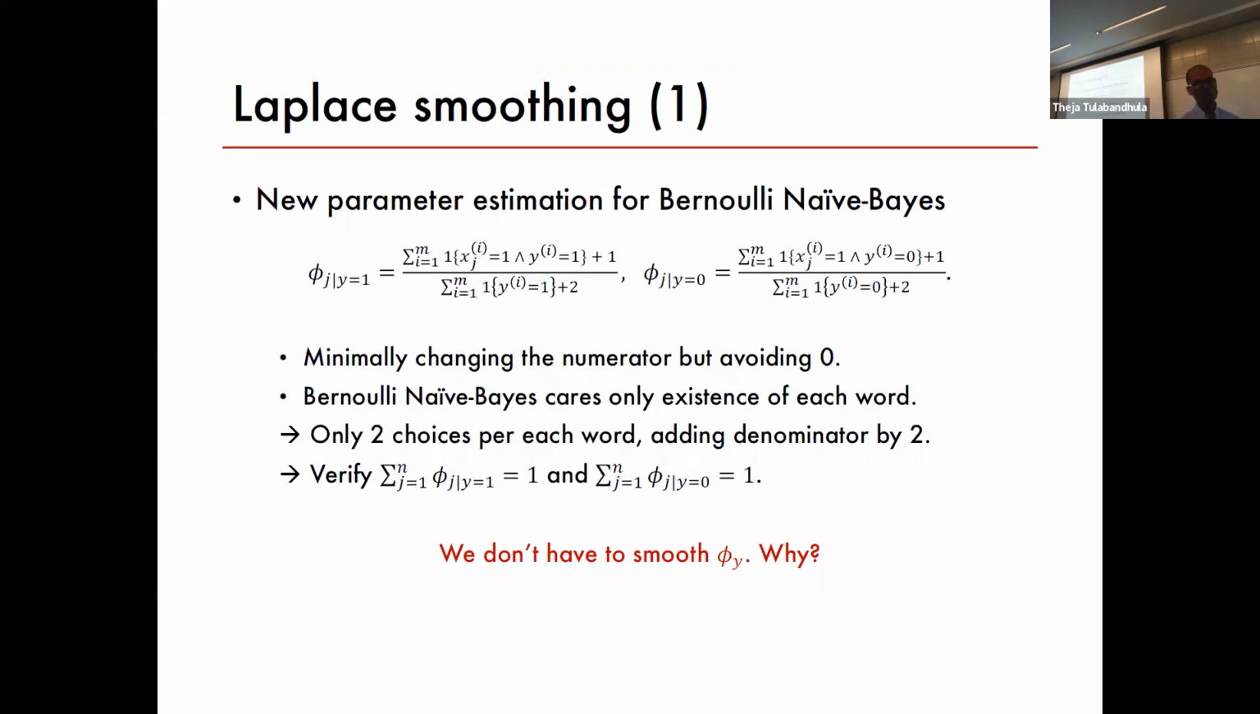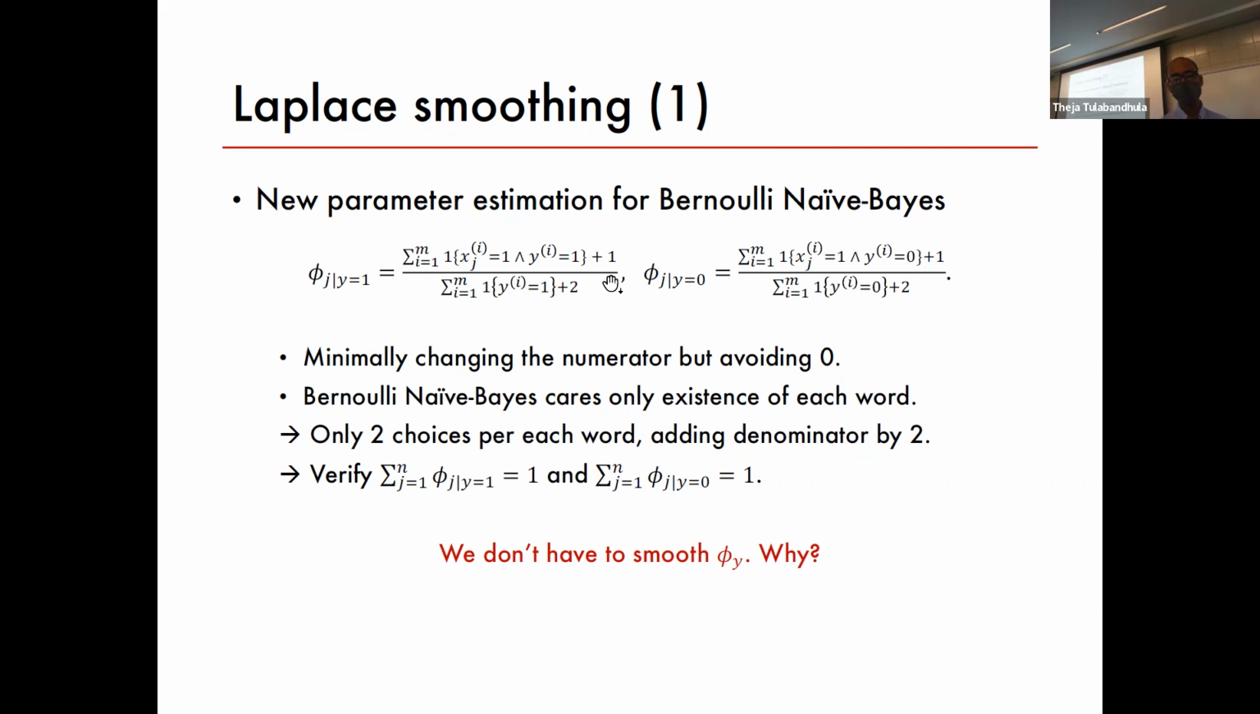So what do we do? Let's talk about the Bernoulli Naive Bayes version, and then I'll briefly mention it's going to be similar for the multinomial Naive Bayes version as well. So the fix is a very simple fix. You just add an offset to the numerator and add a different offset to the denominator. So it's an offset of 1 and an offset of 2 for the Bernoulli version of the Naive Bayes model.